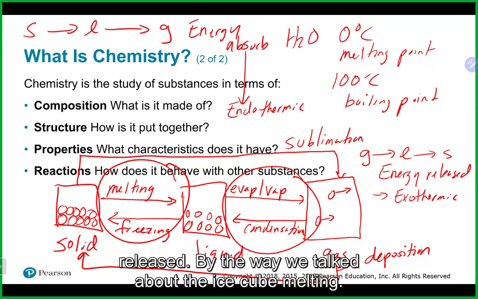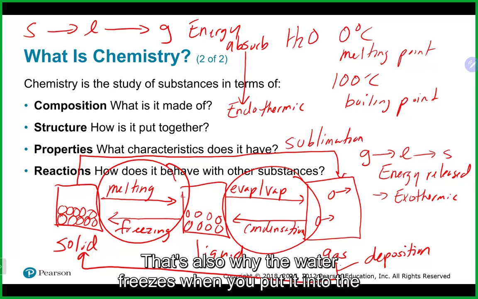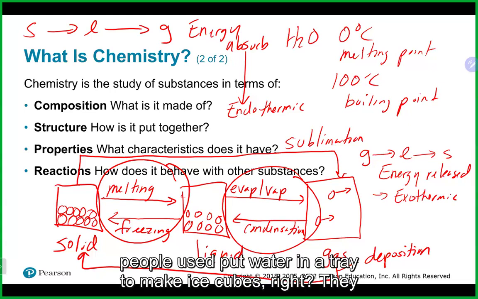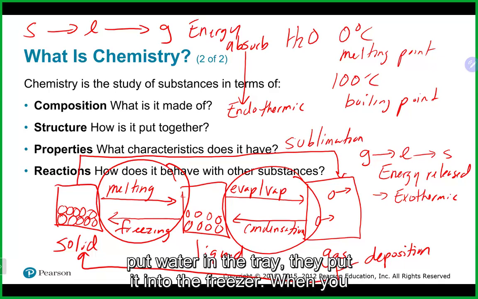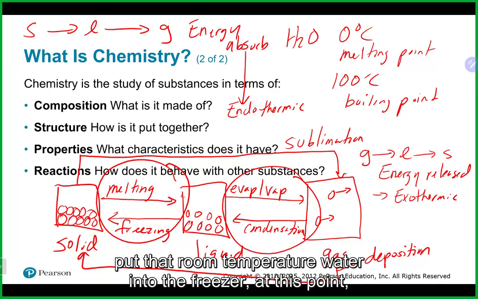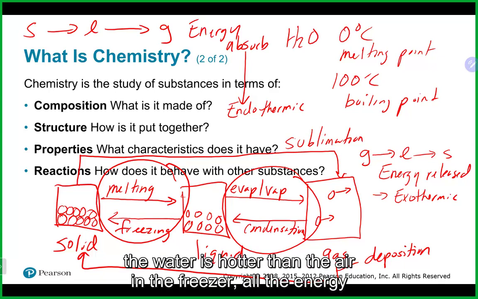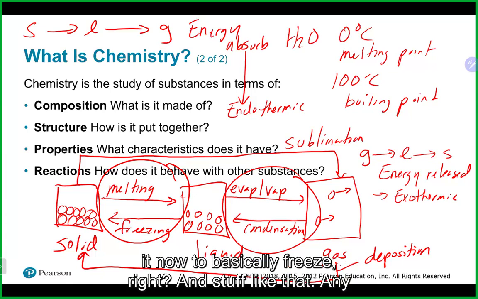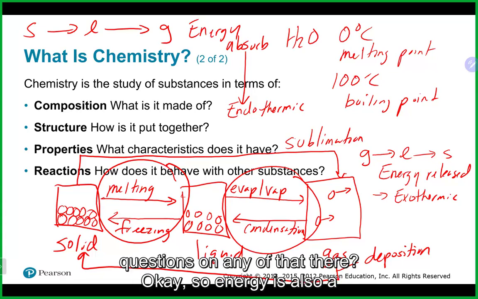By the way, we talked about the ice cube melting. That's also why the water freezes when you put it into the freezer. I know people don't do it anymore, but years ago, people used to put water in a tray to make ice cubes, right? They put water in the tray, they put it into the freezer. When you put that room temperature water into the freezer, the water is hotter than the air in the freezer. All the energy and heat from the water that's in the tray leaves it, allowing it now to basically freeze, right? And stuff like that. Any questions on any of that there?